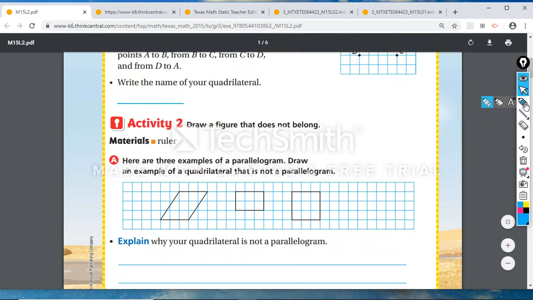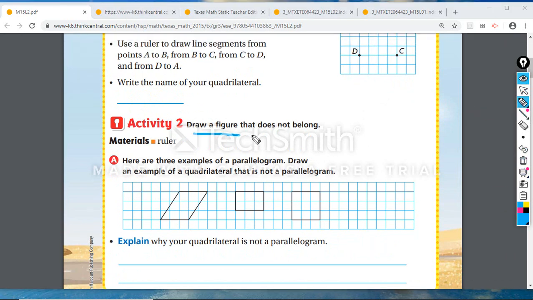So let's take a look at the next section here. Draw a figure that does not belong. So here are three examples of a parallelogram. So it's asked us to draw an example of a quadrilateral that is not a parallelogram. So it means it's not going to have the features of a parallelogram, which are two pairs of opposite sides that are parallel. So this is one pair, this one here, and this one here.